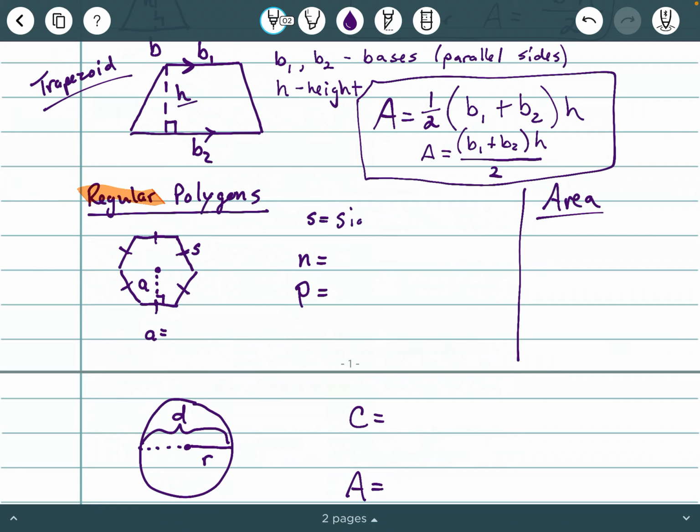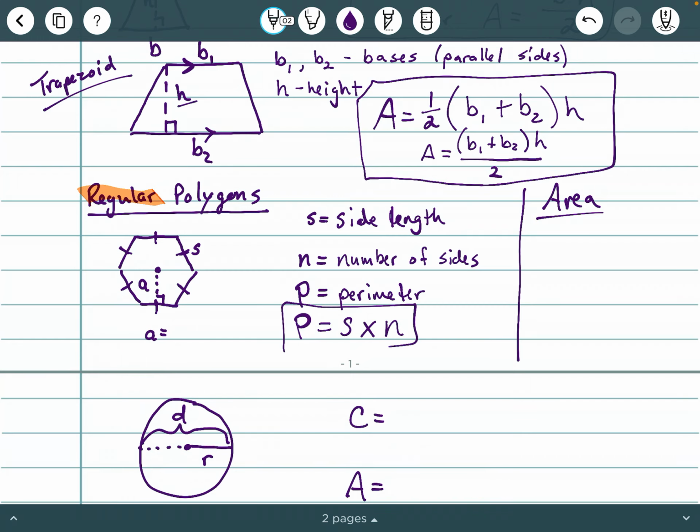S always refers to the side length. N is the number of sides. And this capital P stands for the perimeter. And the perimeter of any figure is just the sum of all the sides. So in a regular polygon, we have the formula for perimeter that is perimeter equals the side length, S, times the number of sides. So however many sides there are, multiply by the side length, and you get the perimeter.